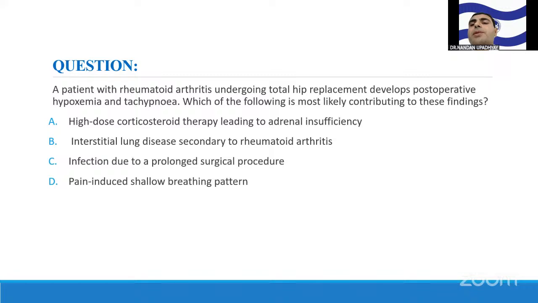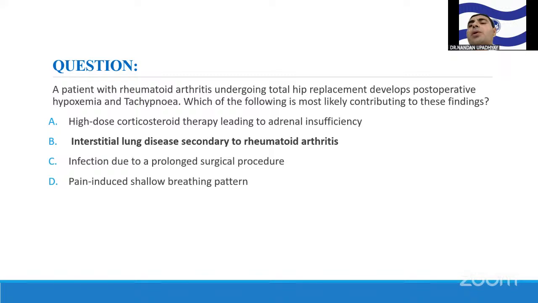Yes, most of the participants have the right answer. B is the right answer. In rheumatoid arthritis, there is a restrictive type of lung disorder with chances of interstitial lung disease. So it is likely that it will lead to tachypnea and dyspnea in this patient. Next question.